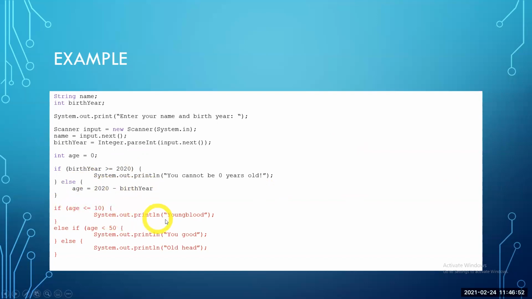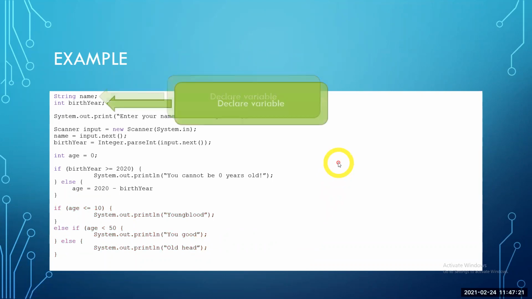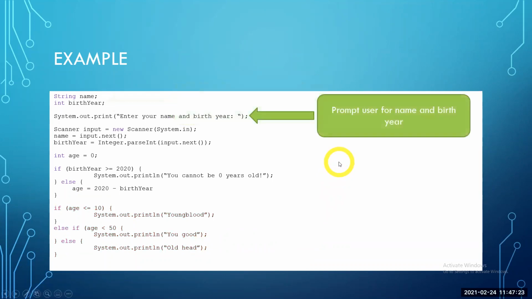Then based on their age, I have different responses. If they're less than 10, they're young blood. Else if, that means this is false, so they're older than 10, but they're younger than 50. You good. Else, meaning that they're older than 10 and older than 50, we print out old head. Different logical expressions to change the operation of our program.